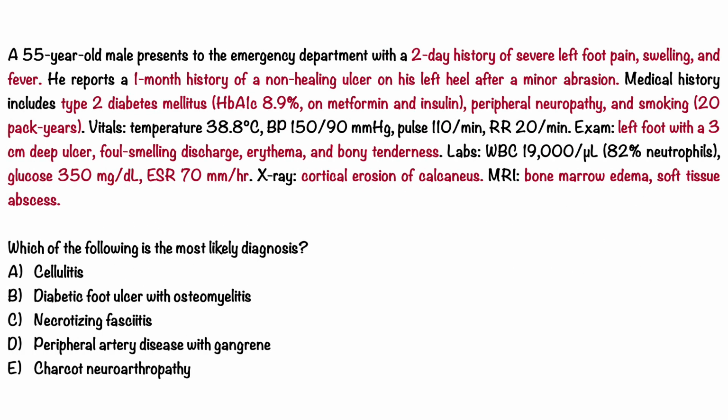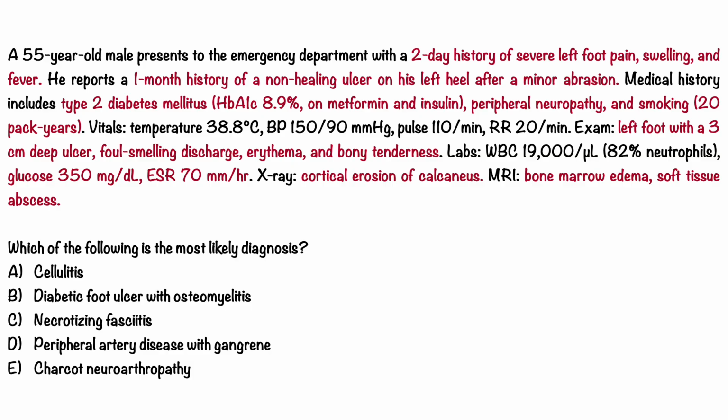And today we have a 55-year-old male who presents to the emergency department with a 2-day history of severe left foot pain, swelling, and fever. He reports a 1-month history of a non-healing ulcer on his left heel after a minor abrasion. Medical history includes type 2 diabetes mellitus. So it may be a case of diabetic foot ulcer, but ulcers don't occur only in diabetes. There can be peripheral artery disease, Charcot neuroarthropathy, or necrotizing fasciitis. Anything can be there. Also peripheral neuropathy and smoking, 20 pack years.